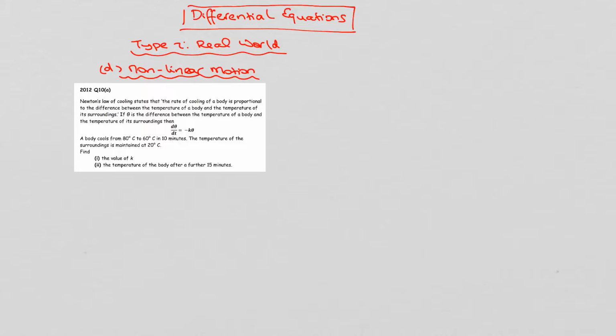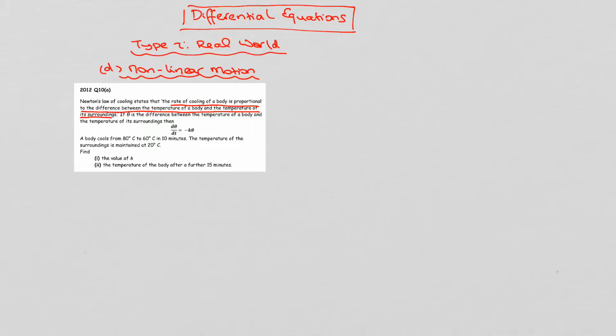So here we were told that Newton's law of cooling states that the rate of cooling of a body is proportional to the difference between the temperature of the body and the temperature of its surroundings. And theta is the difference between the temperature of the body and the temperature of the surroundings. Then d theta dt is equal to minus k theta. So again, the negative sign here because obviously it is cooling.